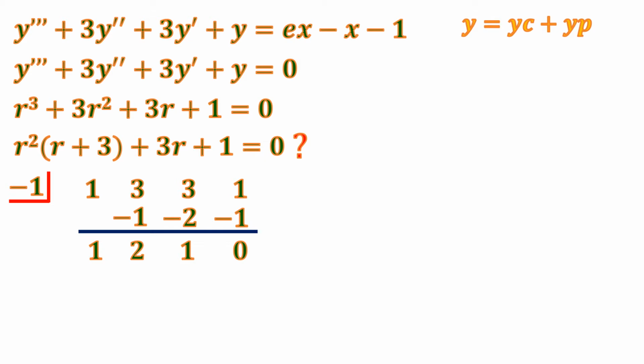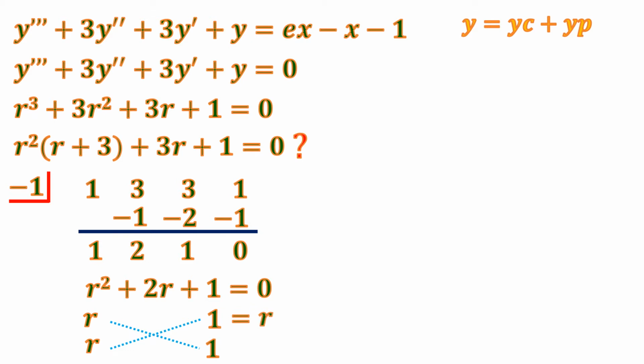The remaining coefficients 1, 2, 1 mean r squared plus 2r plus 1 equals 0. This is factorable, so we don't need synthetic division for this. So r and r, then 1 and 1. To check if it's the right pairing, we cross multiply. 1 times r is r, and 1 times r is r. Combine r and r, that's 2r. If it's the same as the middle term, that means the pairing is correct. So I'm going to put the pair (r plus 1)(r plus 1), the factored form of r squared plus 2r plus 1.